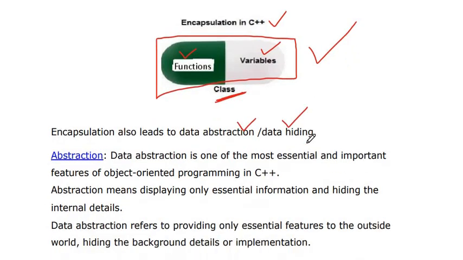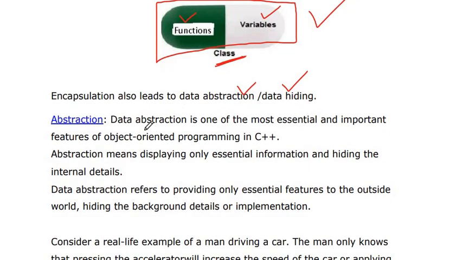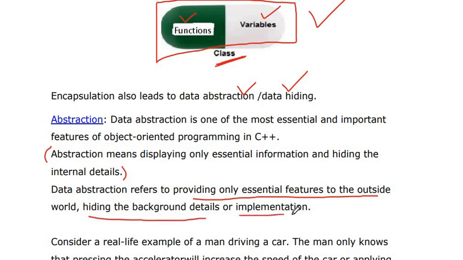Now let us see what is abstraction. Data abstraction is one of the most essential and important features of object-oriented programming in C++. Abstraction means displaying only essential information and hiding the internal details. Now let us see what is data abstraction. Data abstraction refers to providing only essential features to the outside world, hiding the background details or implementations.